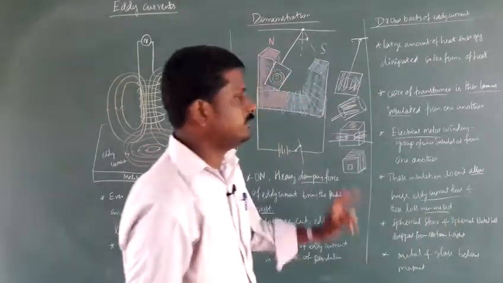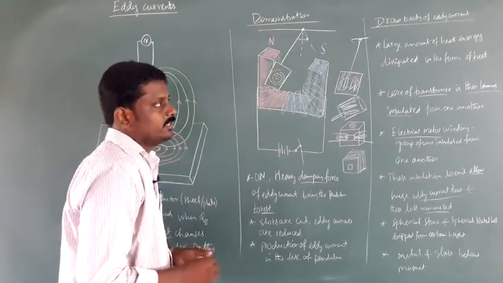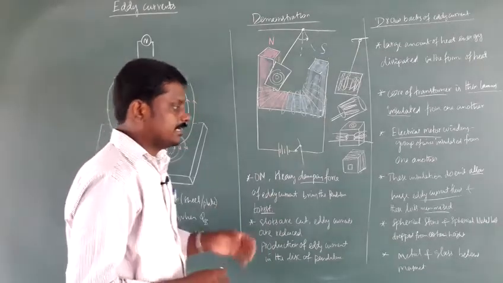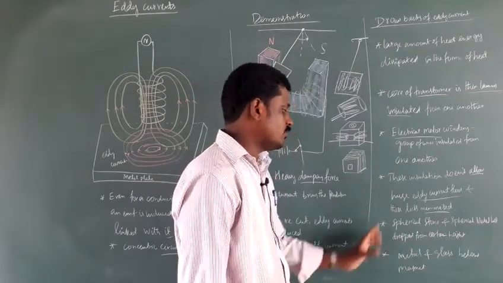They may ask in 2 marks or 3 marks: what are the drawbacks of eddy current, and how to minimize it in the case of a transformer and an electrical motor. Then finally, two questions, which are somewhat interesting.